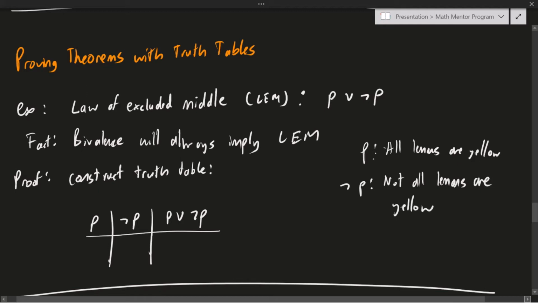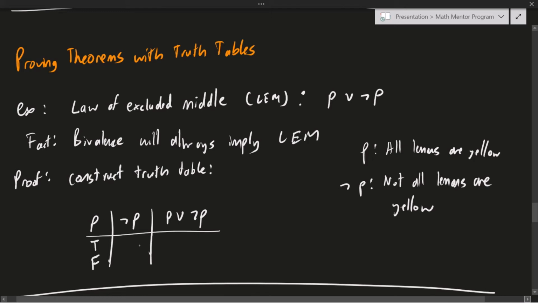So how do we prove this? Well, what we do is we build a truth table for it and then prove that this P or not P thing is a tautology. And what's amazing about this is that it's independent of what P is. For example, this statement P that I gave you, all lemons are yellow, that's just one example. I could have come up with multiple. So here, we're going to start with the cases for P. P could either be true or it could be false.